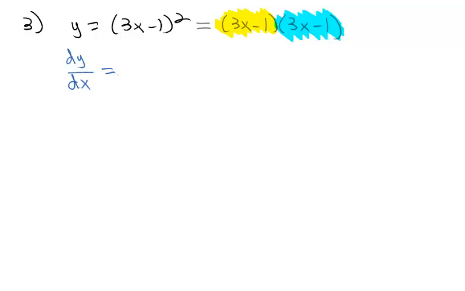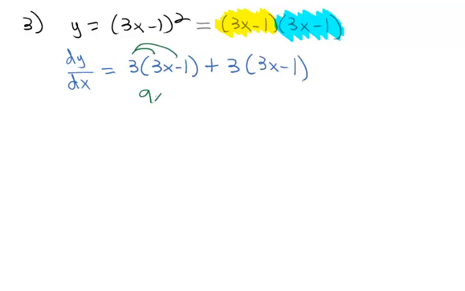We take the derivative of the first, which is 3, times the second, in blue, is 3x minus 1, plus the derivative of the second one. And the derivative of the second one in blue is 3, times the first one, which is 3x minus 1. And then we can simplify from here.